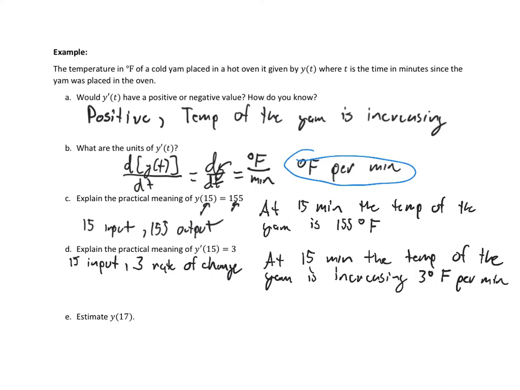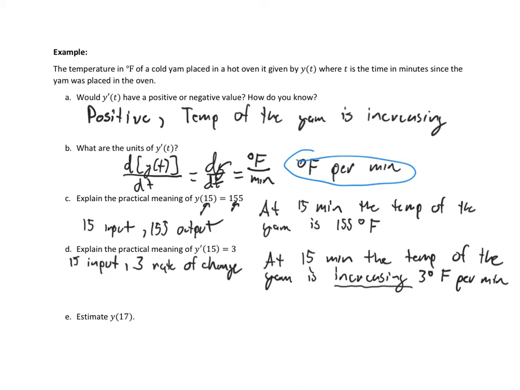That means that we would expect each additional minute after 15 minutes to produce a 3 degree Fahrenheit increase. And you might be thinking, well, how did I know this was increasing? Since 3 is a positive number, when the derivative is positive, we know the function is increasing.